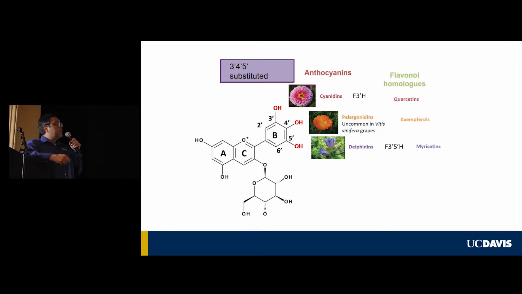When we look at the flavonol homologues, similar to cyanidins, the disubstituted ones would be quercetins. Monosubstituted flavonols would be similar to pelargonidins. These are kaempferols. We usually do not see these unless we have a severe stress. And we have the trisubstituted flavonols, which are somewhat similar to delphinidins.